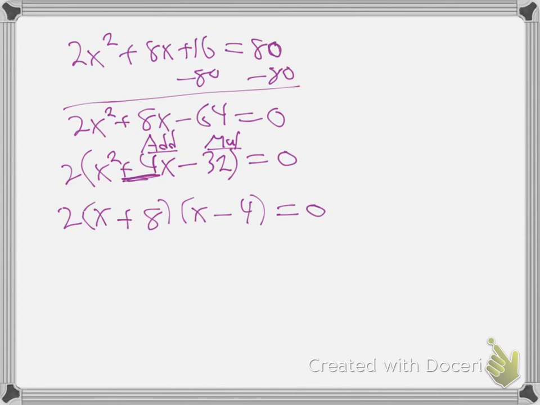And now you set each part that has an x equal to 0. Notice, who cares about that 2? It doesn't have an x, so it can't make anything equal 0. It can't vary. It doesn't have a variable. It's just 2. 2 doesn't make anything 0, not by multiplying. So it's just this part and this part, so really the answers are just negative 8 and positive 4. But we need a y value to go with each of those. Those are the x values.